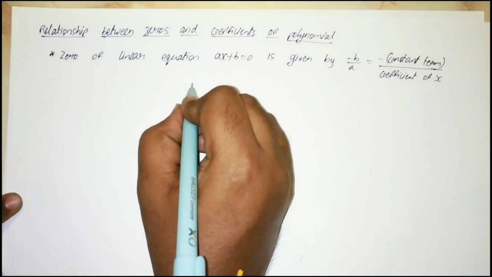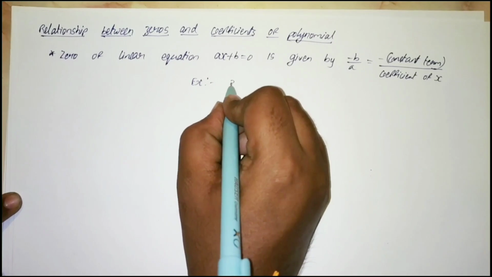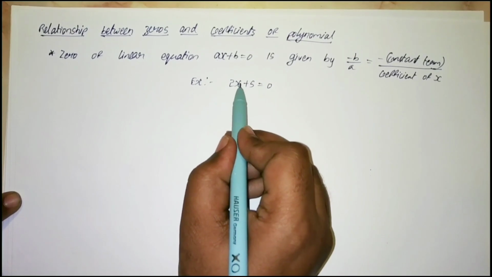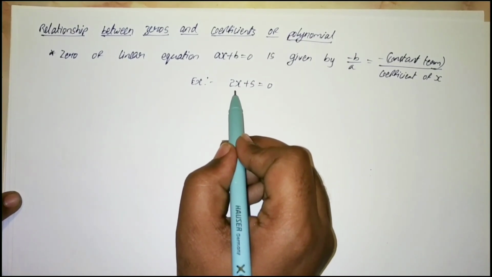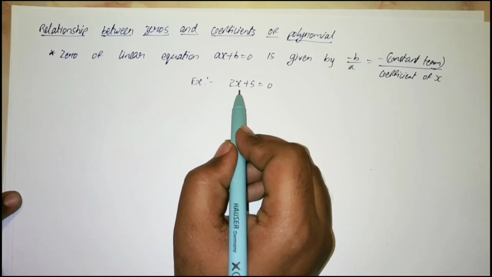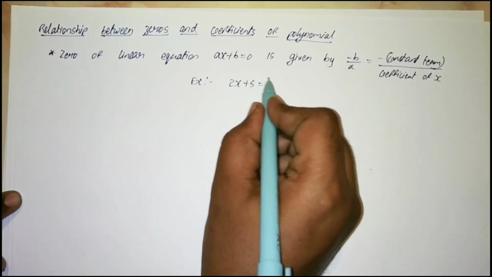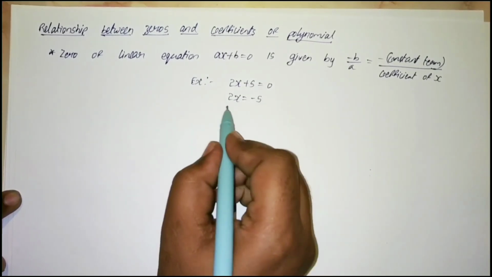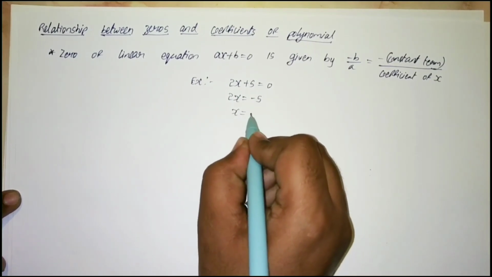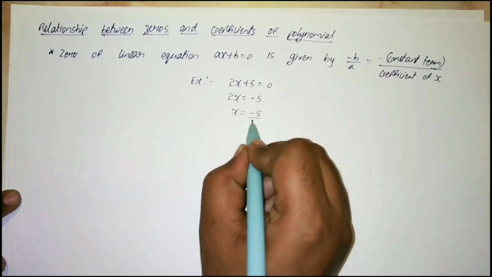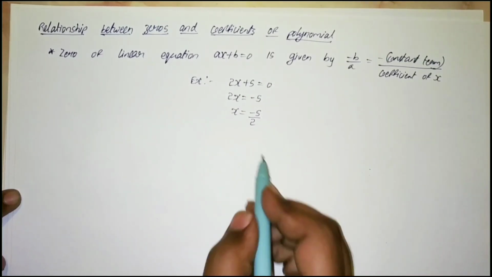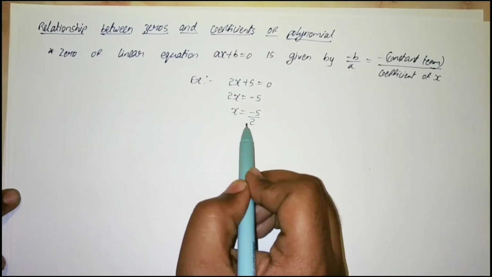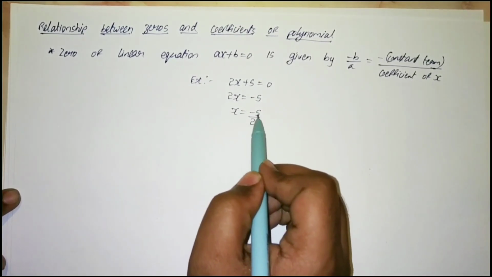For example, we take here 2x plus 5 is equal to 0. This is a linear equation, right? Because highest power is 1. So let us find the zeros for this polynomial. First we shift 5 to the RHS. What will it become? 2x is equal to minus 5. Next we shift 2 to the RHS, so it goes to the denominator. So x will be minus 5 by 2, right? So we took a linear equation and found the zero for that equation. So we got minus 5 by 2.